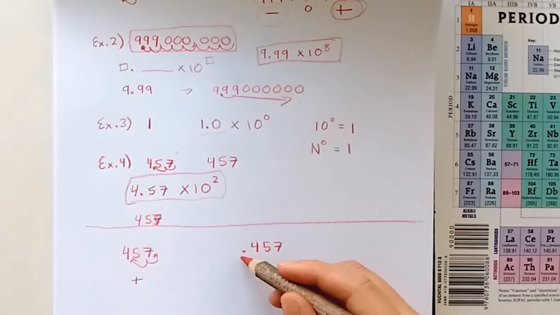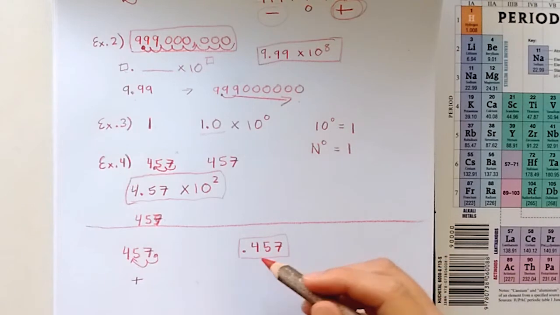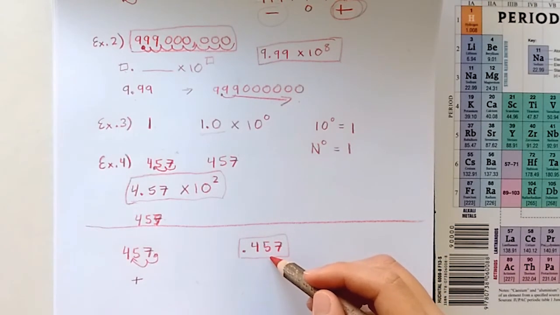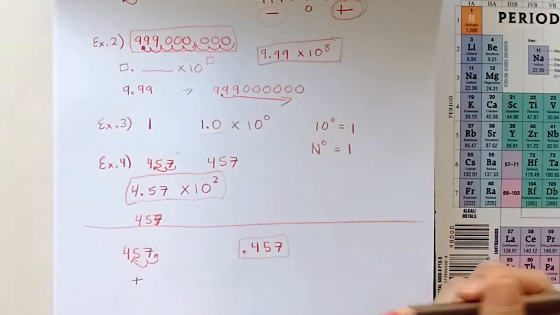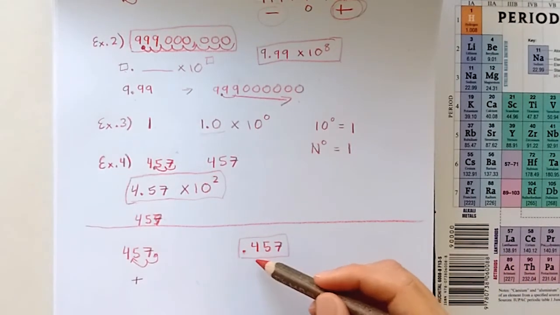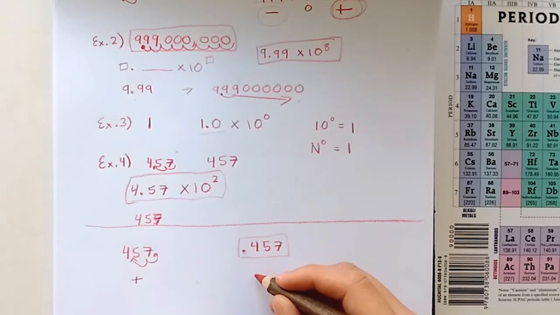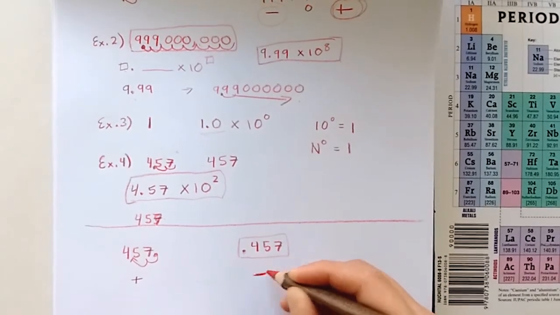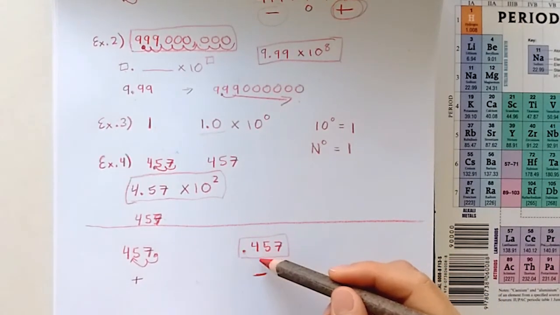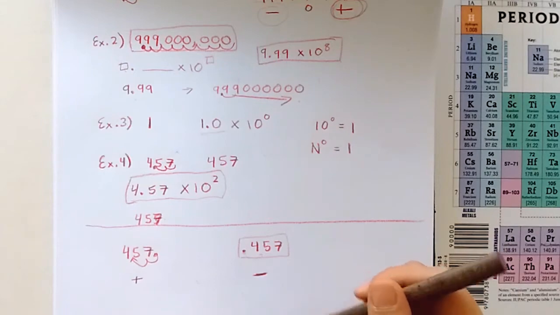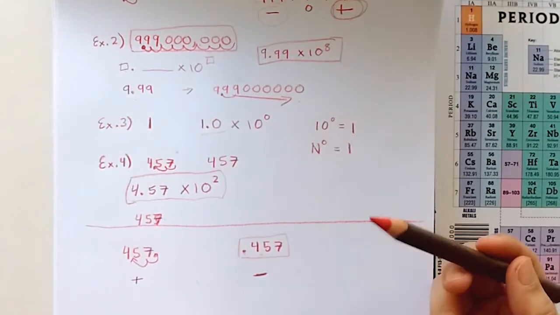If, however, the original non-scientific notation form is less than 1, meaning that it has this decimal point here before, so it's less than 1, then the exponent will be negative. So if you have to move the decimal point to the right to get scientific notation, then the exponent will be negative. That's another way of looking at it.